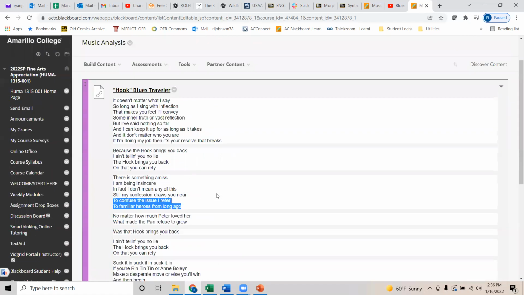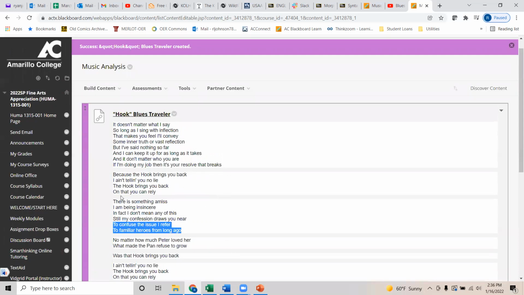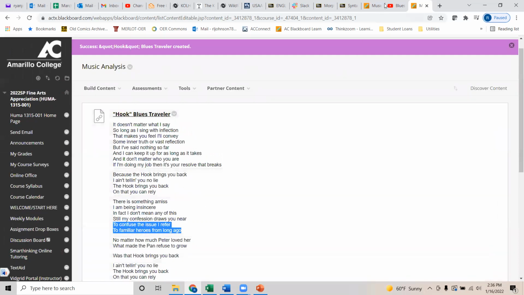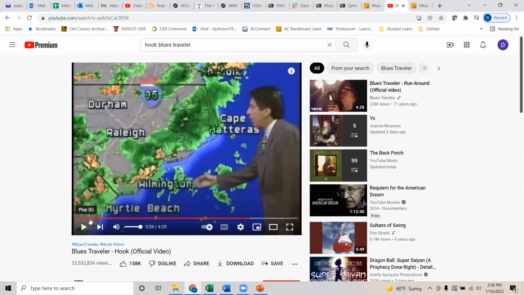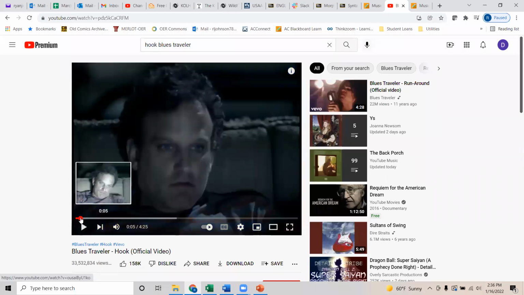Okay, so that's the literary element. So first you look at the music itself. Then you look at the lyrics. Then you look at, if you're doing a music video, the video part. And what does it have?